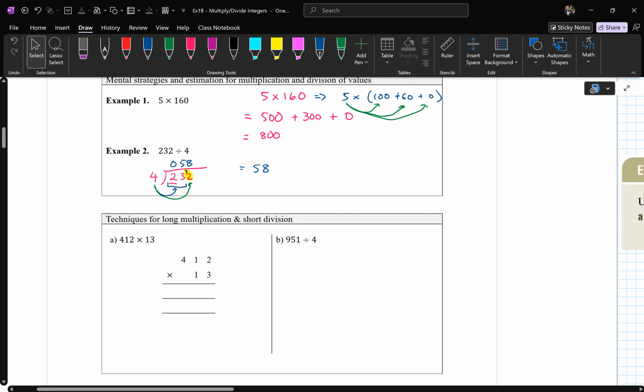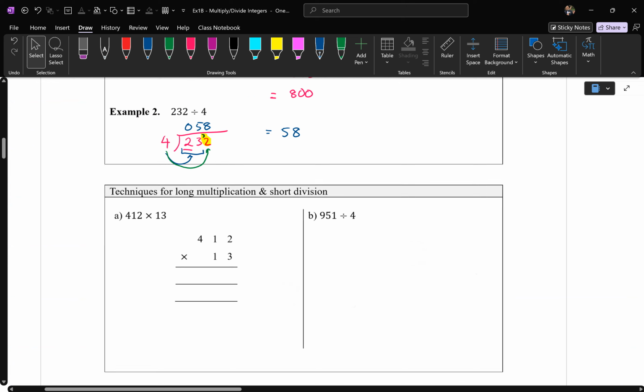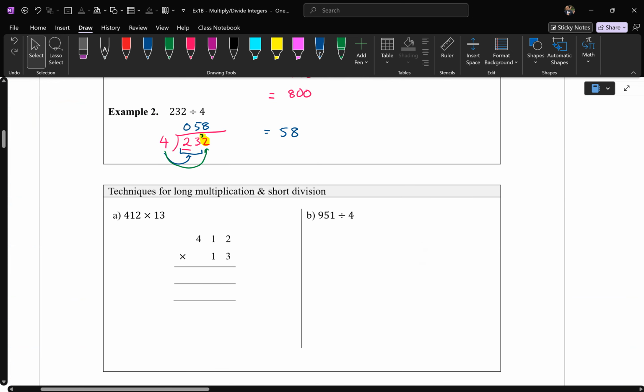And now we're on to the next 2 techniques. Do I have another page? Yes, I do. I'll leave that for you to do. Here we go. 412 times 13, and the other one's 951 divided by 4.